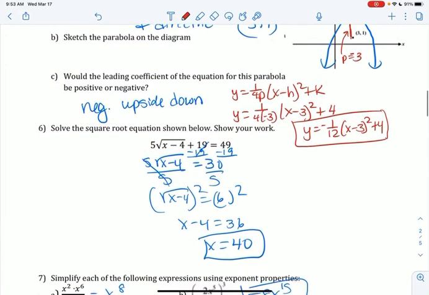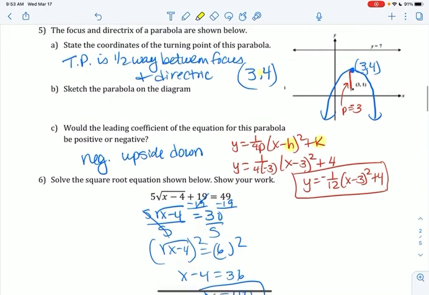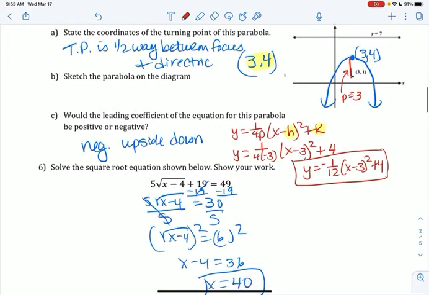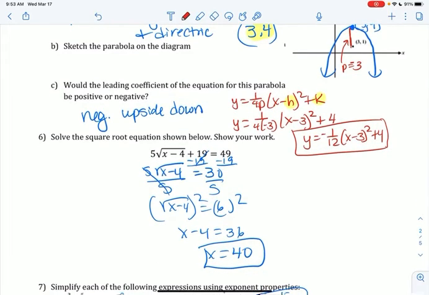Just to remind you how to write an equation, something you probably did on the Delta Math practice. The formula is y equals 1 over 4p times x minus h squared plus k. Now remember, the h and the k are just my turning point. All right, so that I have right here is 3, 4. The p is the distance from that turning point to that focus right there. So p is equal to negative 3. And all I'm doing is substituting that in. 1 over 4 times negative 3 is negative 1/12. So there you go. You can write an equation of that parabola.